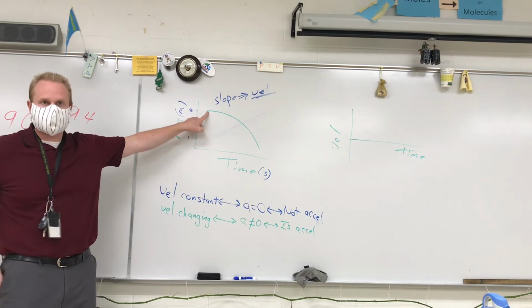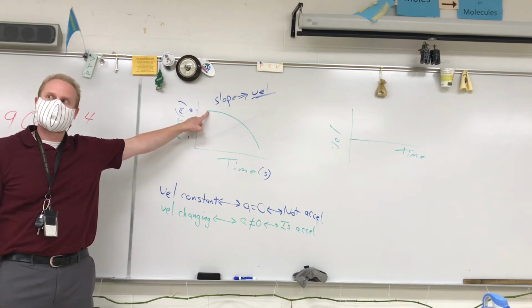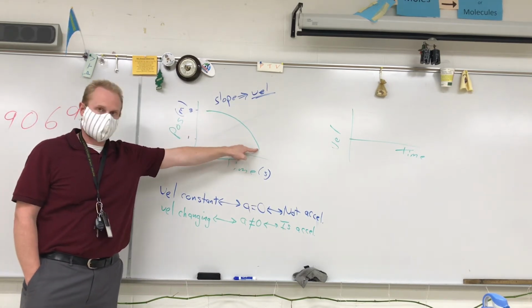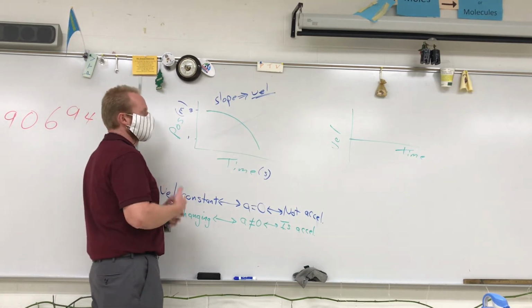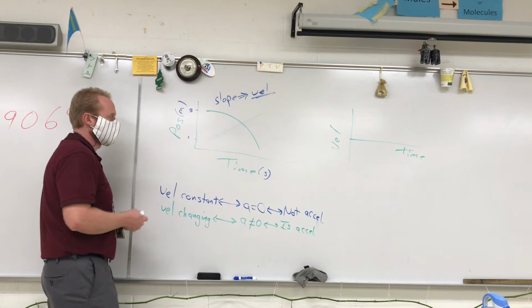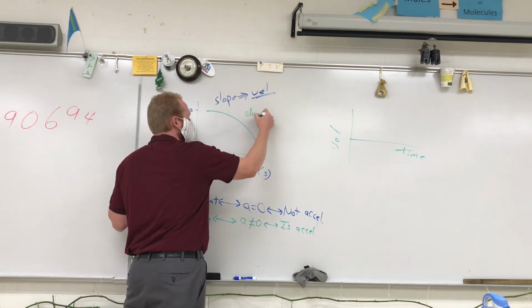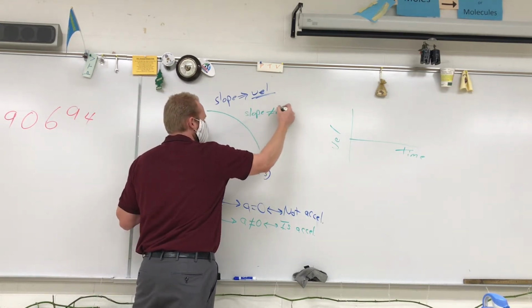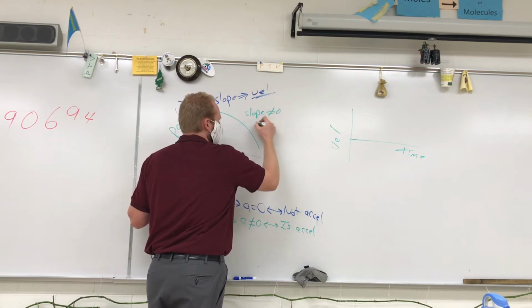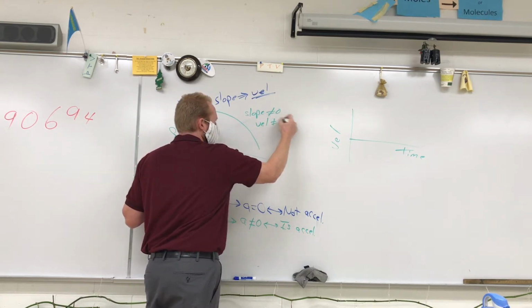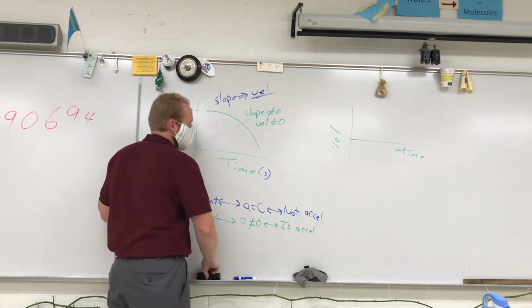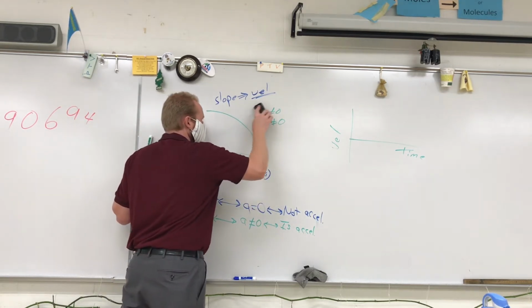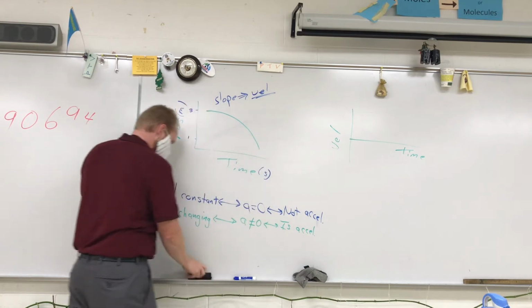Does it stay at 3 meters the whole time, or does it move? It moved, right? It ended at 1. You can look at it that way. Or you could say the slope is not 0, which means the velocity does not equal 0. So it has some number. It's just not 0, which means it is moving, or it does have a velocity.